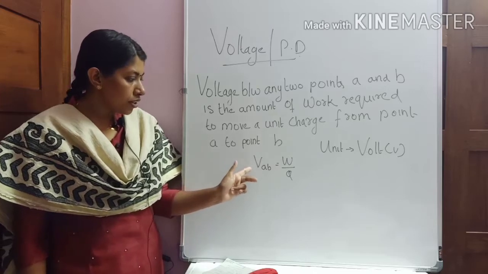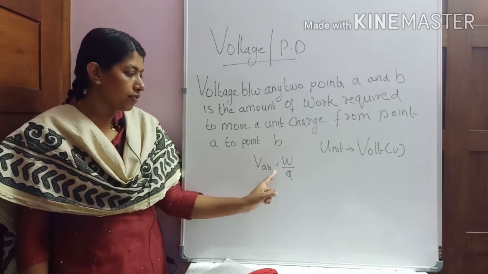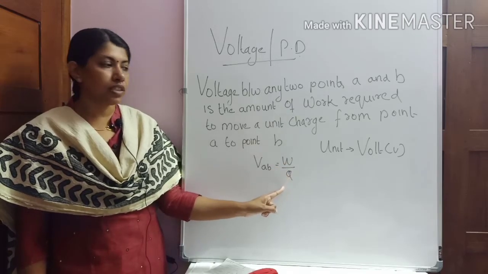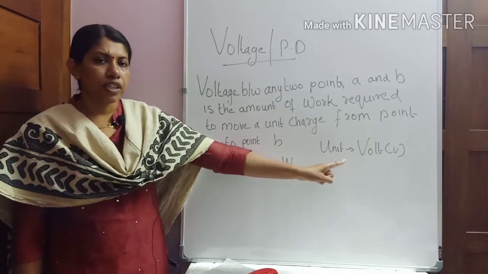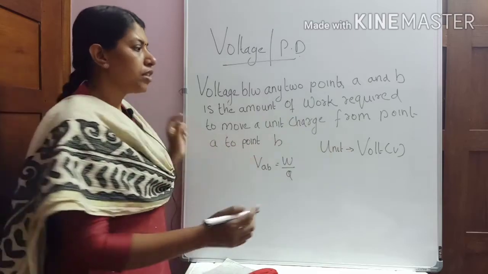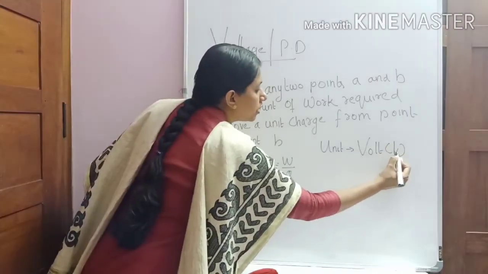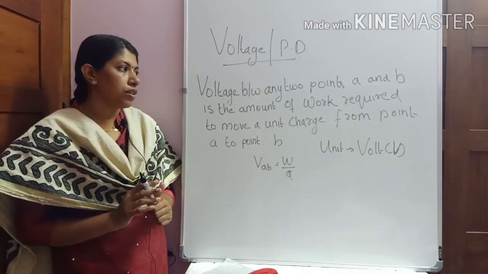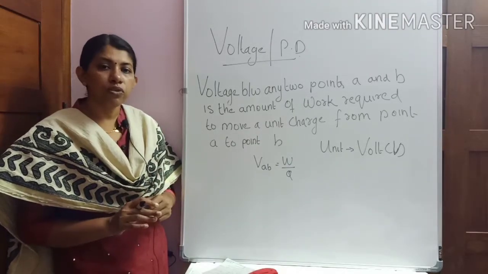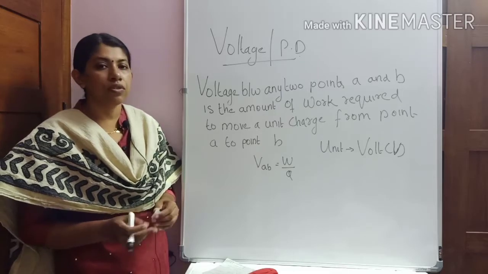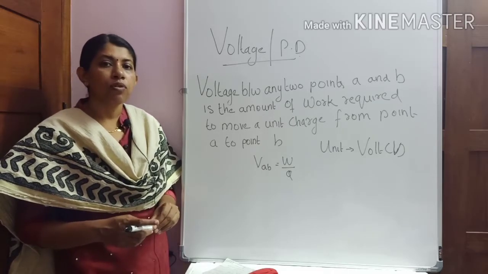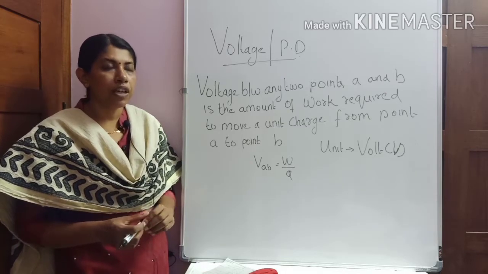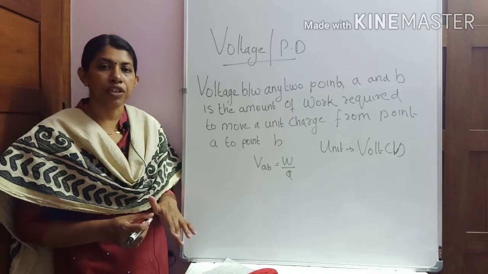The equation of voltage is given by W by Q, where W is the work and Q is the charge, and the unit of voltage is volt, represented by capital letter V. Voltage is also called potential difference. A current will flow only if there is a potential difference. Current will usually flow from a higher potential to a lower potential.